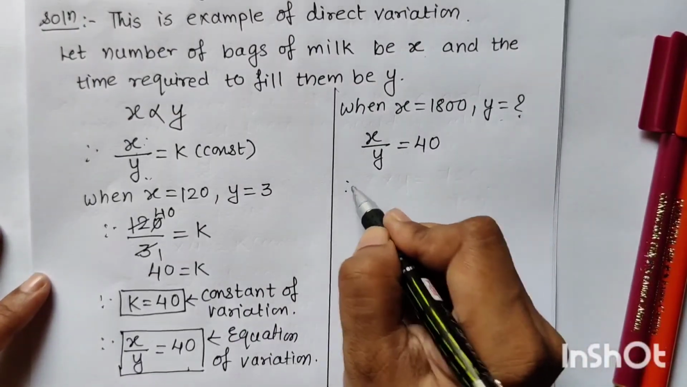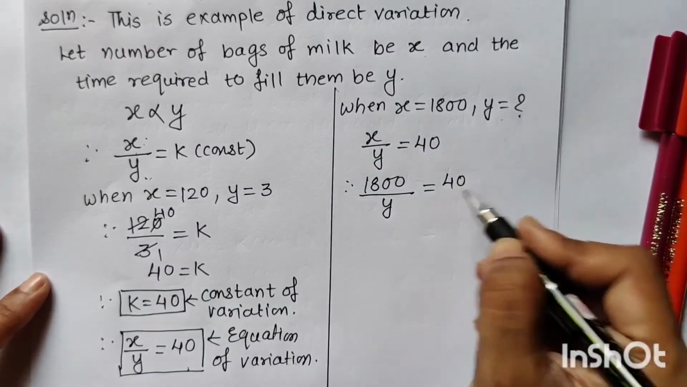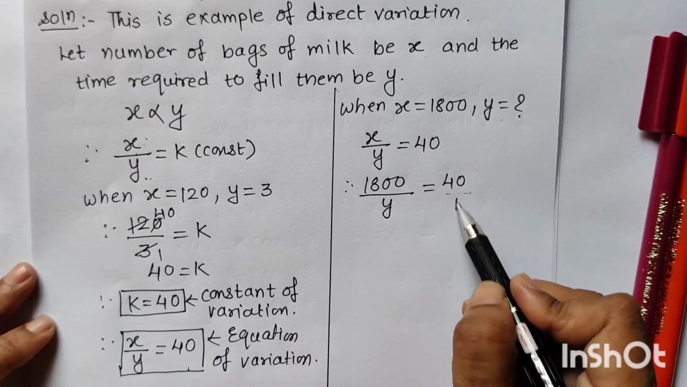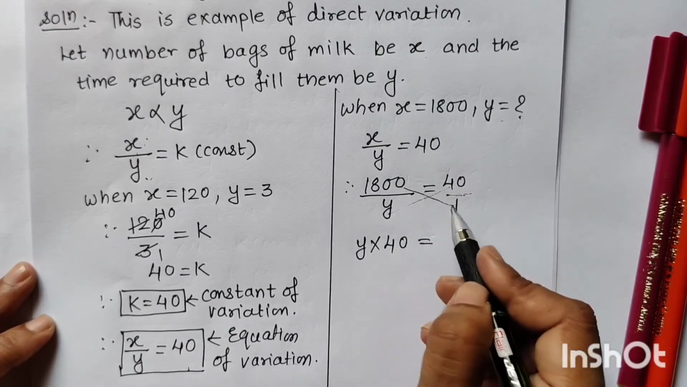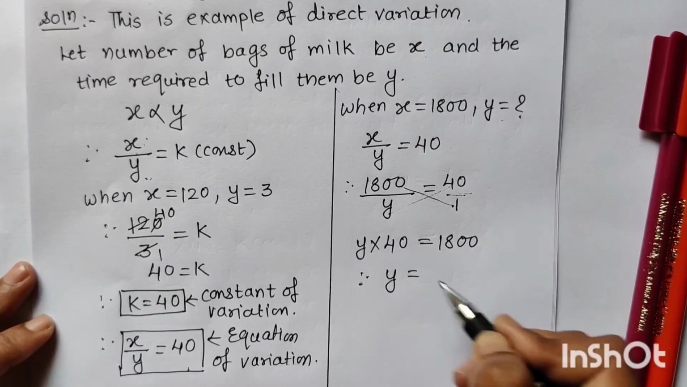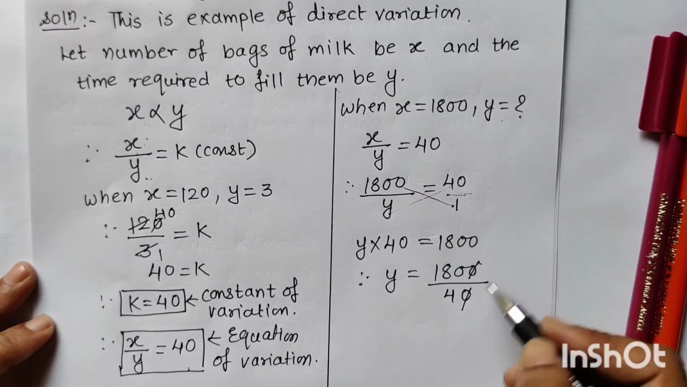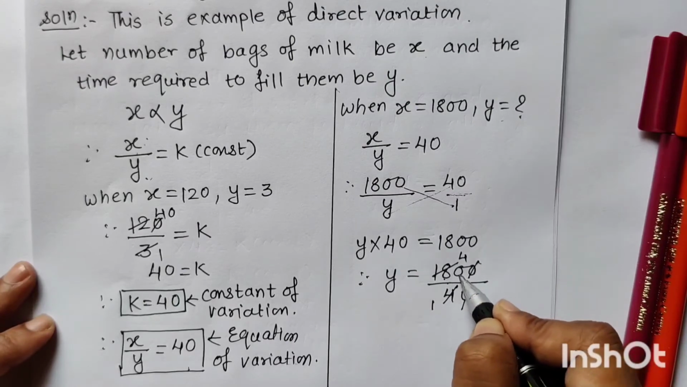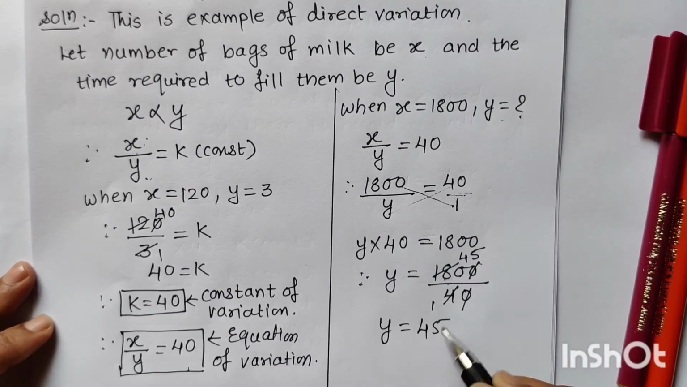We will put the value of x from this. 1800 upon y is equal to 40. Now, how to solve this? We have to solve it by cross multiplication. There is nothing in the denominator of 40, so we take it as 1. Now, cross multiply: y into 40 is equal to 1800 into 1, means 1800. Now, therefore, y is equal to 1800 upon 40. Cancel 0, 0. 4 1s are 4. 4 4s are 16. 18 minus 16, 2 remaining. This 0 means 20. 4 5s are 20. So, y is equal to 45 we are getting.